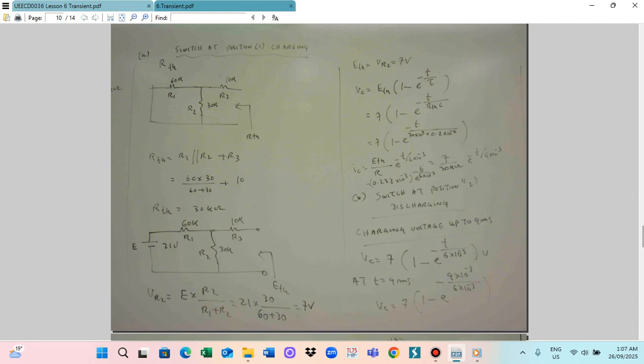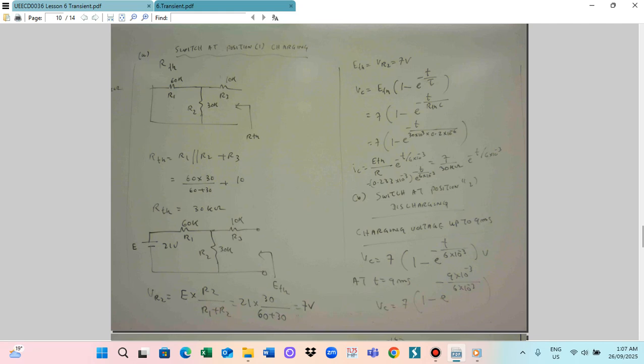But in this program the source is not directly connected, because of this source and resistors R1, R2 and capacitor, so we connect like this. So in this case, to be able to calculate, the voltage ETH also needs to be calculated. So instead of E, you have to find the Thevenin equivalent voltage ETH. So E1 is this terminal voltage, 21 volt. And resistor R1 is 60 kilo ohm, resistor R2 is 30 kilo ohm and resistor R3 is 10 kilo ohm. And the voltage across this one will be the ETH.